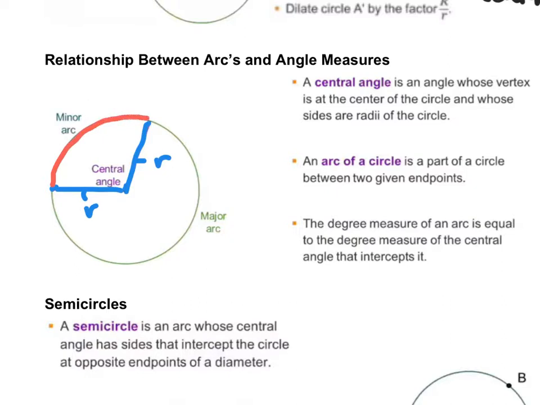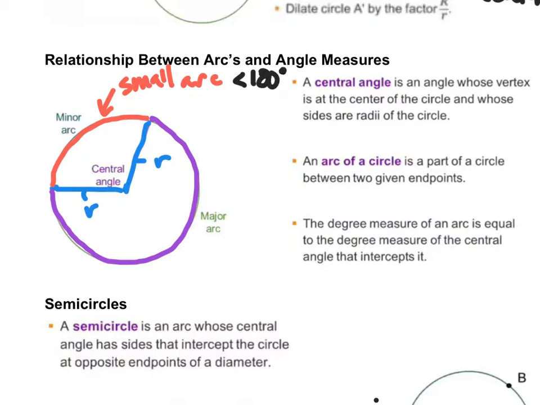A minor arc is usually the small arc. And then what you have left is a major arc, and this is usually the bigger arc. You can kind of tell by the names minor and major. Now what I know about a small arc, or my minor arc, is that it is usually less than 180 degrees, where a major arc is usually greater than 180 degrees, and that's just the typical thing that we see.